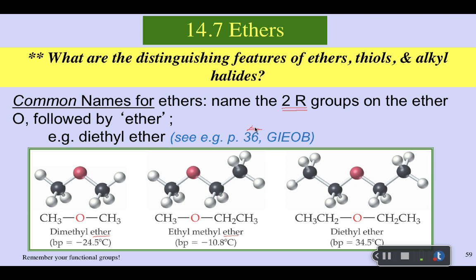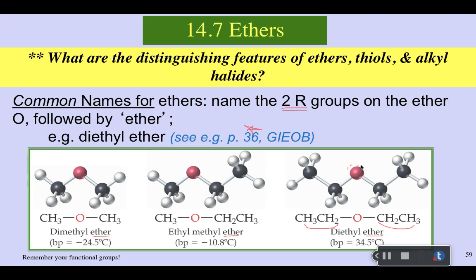And you already saw some examples of this in your guided inquiry book when we were looking at boiling points for different molecular weight compounds the other day. Flip back to that and take a look. So diethyl ether is what it sounds like. There's two ethyl groups on one oxygen.